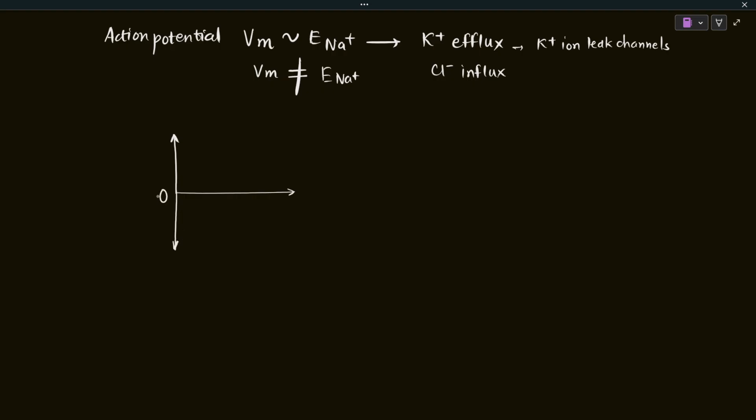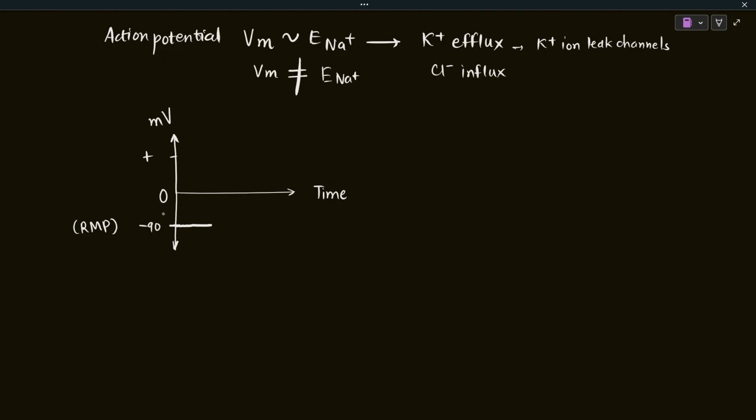So this is the 0 millivolt, and this is some negative value, and here is the positive value. This is the voltage, and this represents time. So over time, for the negative, let's say minus 90 millivolt, this value was maintained with the help of the unequal distribution of ions, with the help of the sodium potassium ATPase pump, as well as the ions being impermeable, and that is why this negative resting membrane potential is maintained. So this is the resting membrane potential.